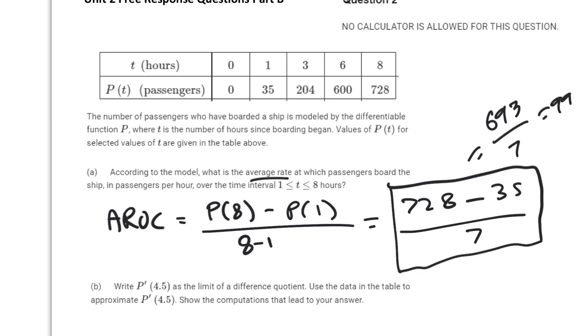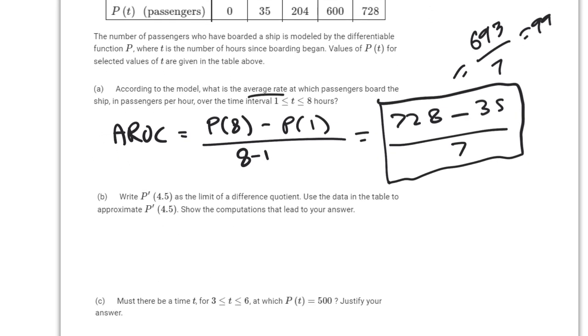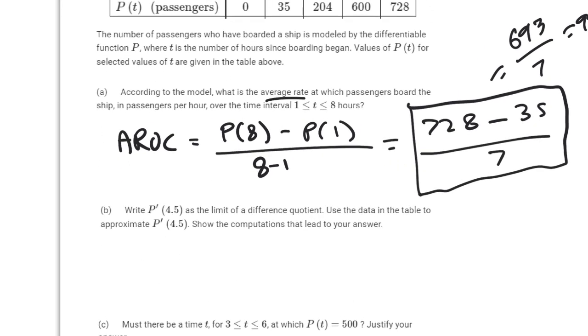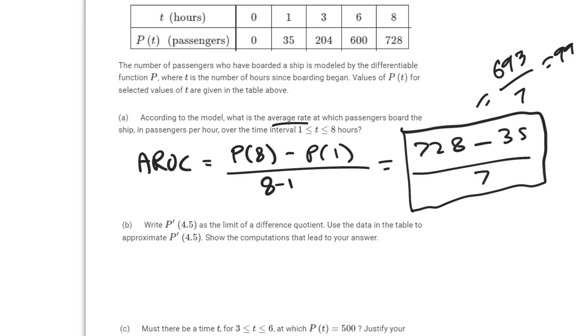All right, part B. Write p prime of 4.5 as the limit of a difference quotient. All right, we saw this in one of our previous videos, and in this case, p prime of 4.5, we're looking for the derivative at a point. And when it says limit of a difference quotient, we're looking for the exact, not evaluated, limit definition of derivative at a point. So we could use the alternative form, or we could use the one involving delta x approaching 0. You could do either one.